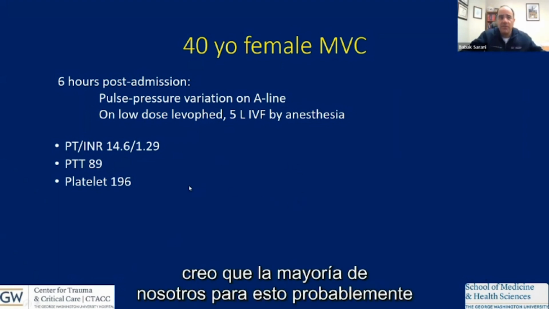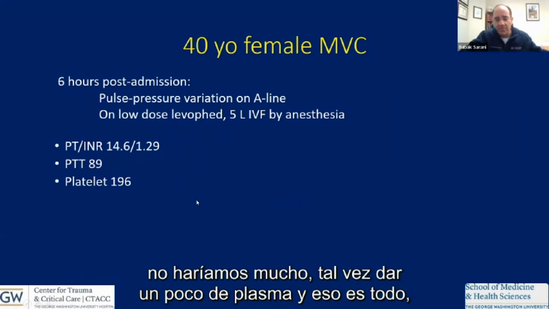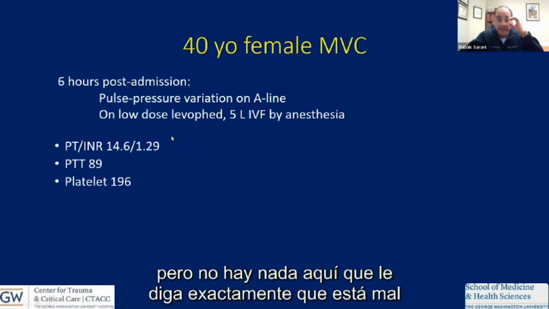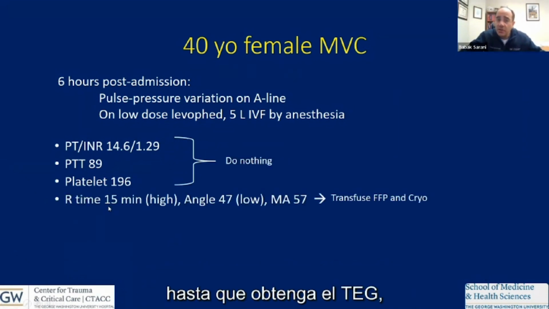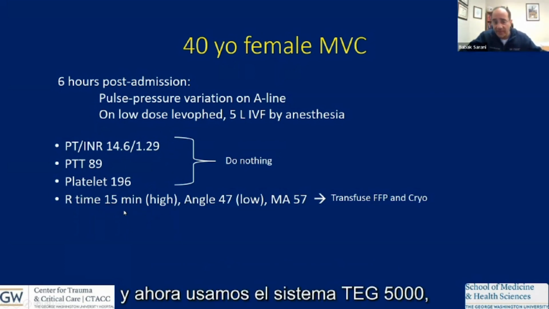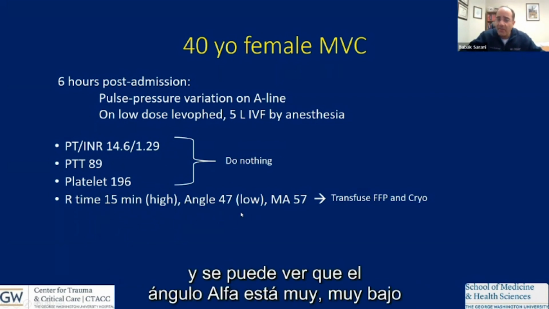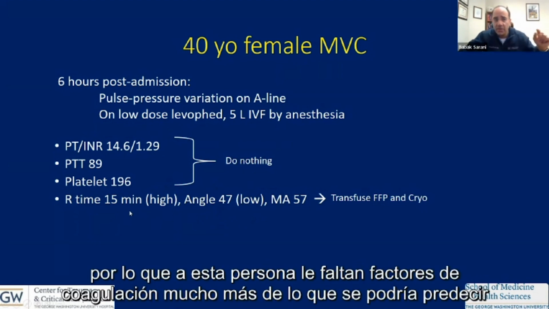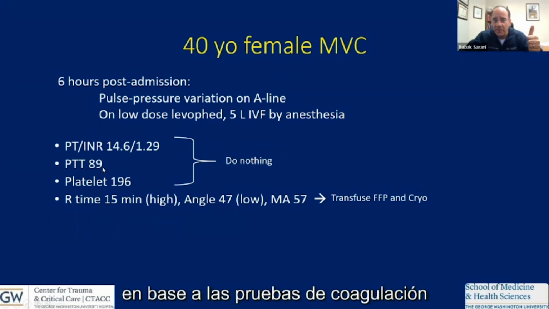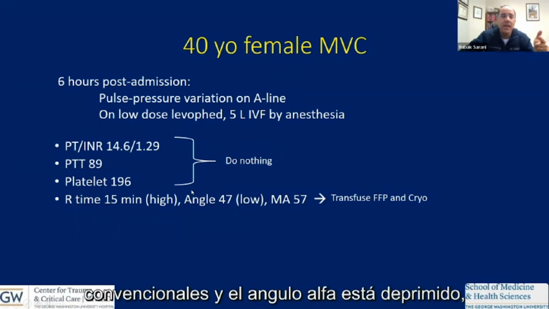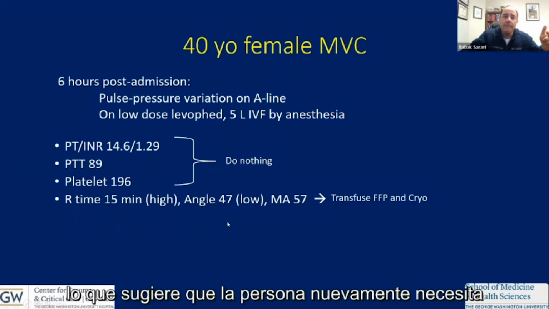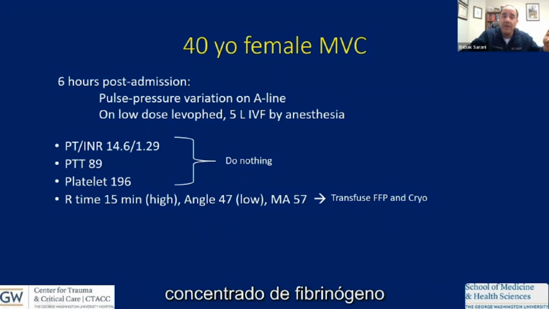I think most of us for this would probably do not a whole lot, maybe give a little bit of plasma and that's about it. But there's nothing here that tells you exactly what's wrong until you get the TEG. So we get the TEG, and now using the TEG 5000 system, the R time is unbelievably elevated. And you can see that the alpha angle is very, very low. So this person is lacking coagulation factors much more than would be predicted based on the conventional coagulation tests. And the alpha angle is depressed, suggesting that the person again needs fibrinogen concentrate.